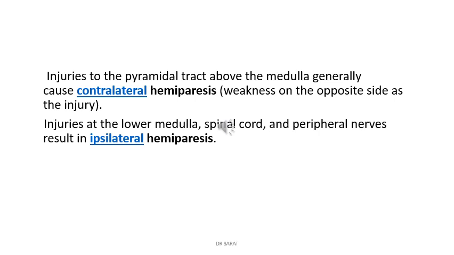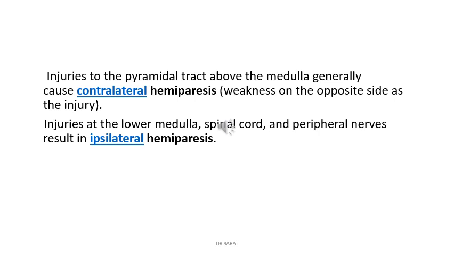Also, injuries to the pyramidal tract, that is above the medulla, the lesions that occur in the upper part of the medulla or above it, generally cause contralateral hemiparesis, since 80% of the tract runs to the opposite side and continues down as the lateral corticospinal tract. I have explained it earlier. And the weakness is seen on the opposite side of the injury. If the injury is on the right side, the weakness will be on the left side.